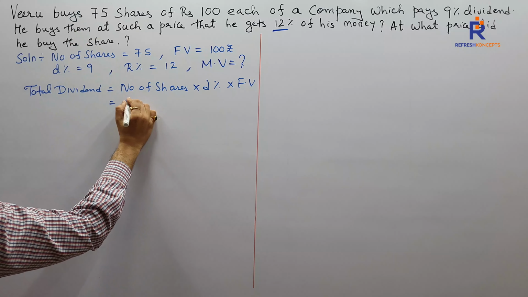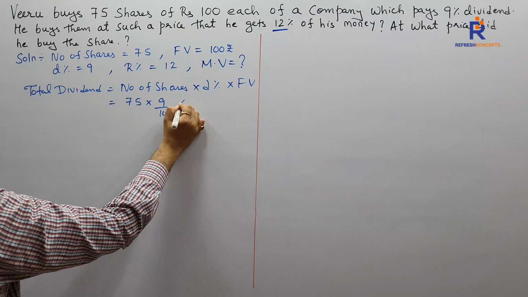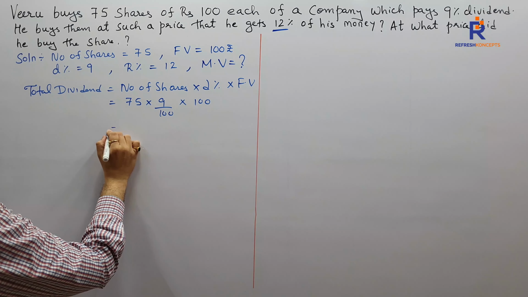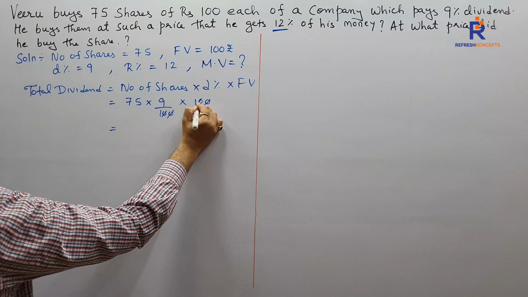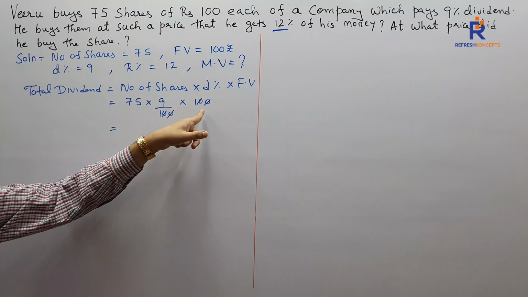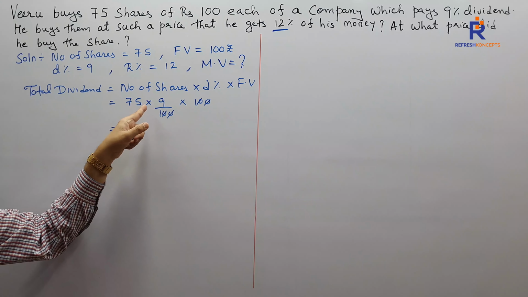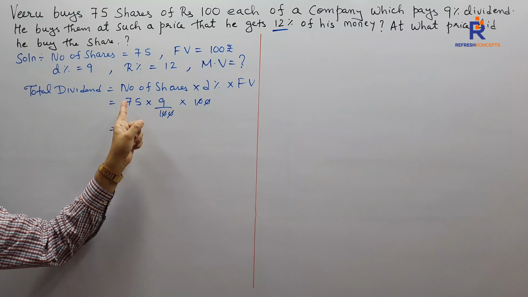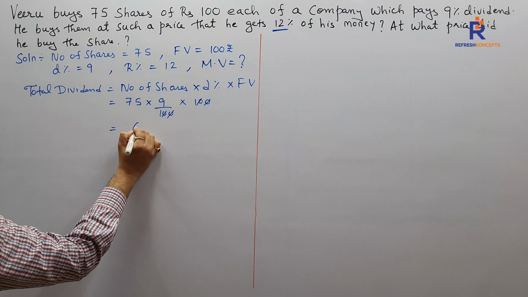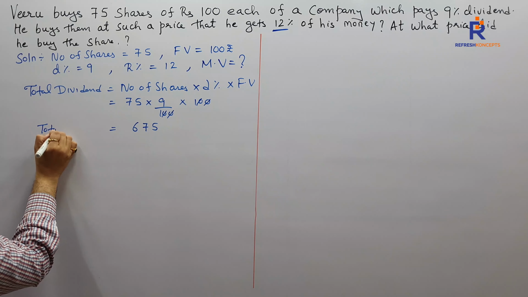How much is the number of shares? 75. Dividend percent 9 by 100. Face value 100. How much is the answer? Total dividend. Number of shares 75, dividend percent 9, face value 100. 75 nines are 75 into 10 is 750 minus 75. So 675. Total dividend is 675.